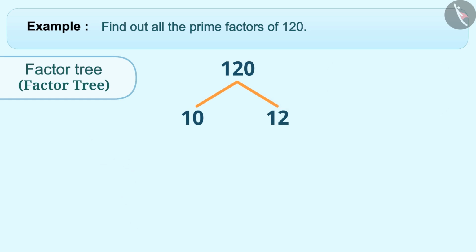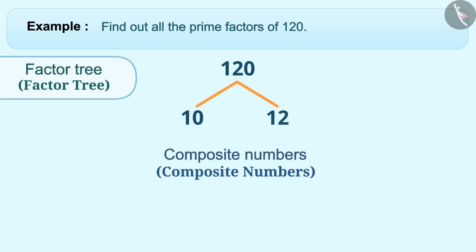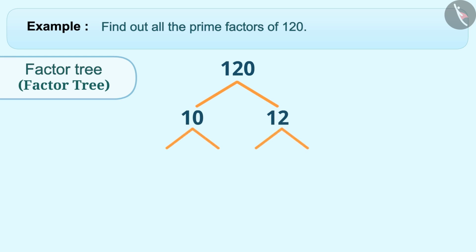As you can see, both 10 and 12 are composite numbers. So, we can express them in their factor pairs and extend factor tree. Can you find their factor pair? Think about it. Let me tell you. 2 and 5 is the factor pair of 10 and 3 and 4 is the factor pair of 12.